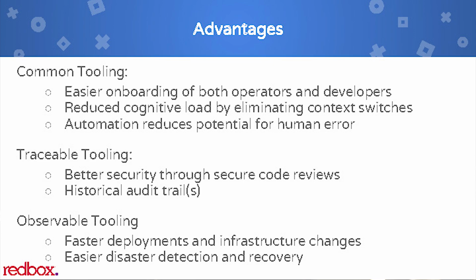Some things that are also gained with this is you get traceable tooling. Git is a very great tool for tracking changes through its commit history, right? So you have better security through secure code reviews. And ultimately, that historical audit trail is always going to be a part of a Git repo, right? Which is great. And finally, you get observable tooling, because you get faster deployments and infrastructure changes through a custom tool, right? You get easier disaster detection and ultimate recovery. You have something to compare what you expect to be in your environment versus what you have defined.